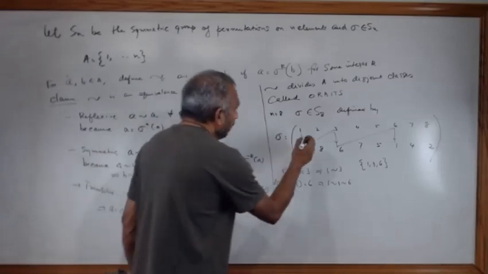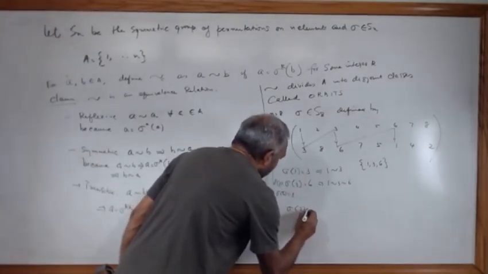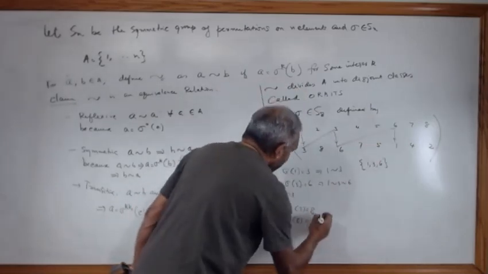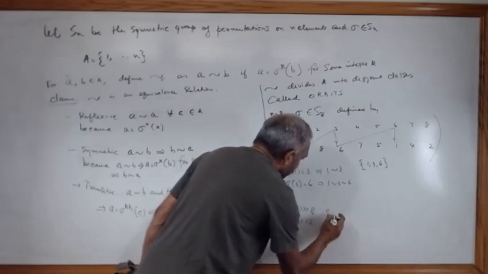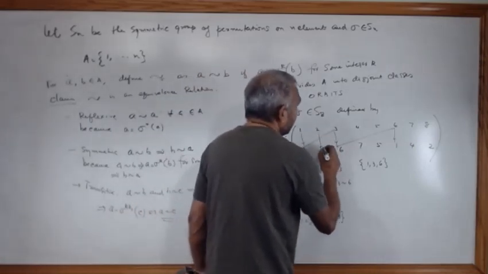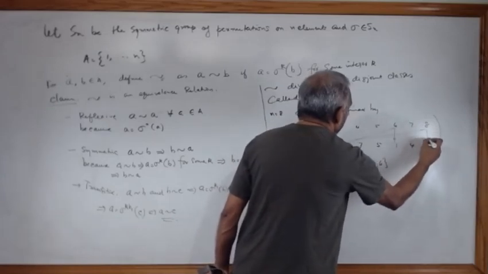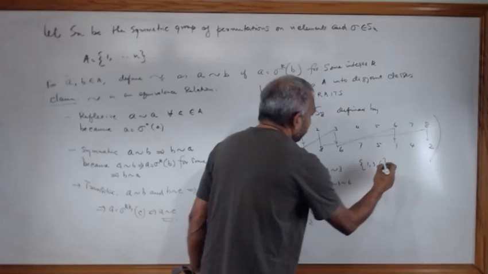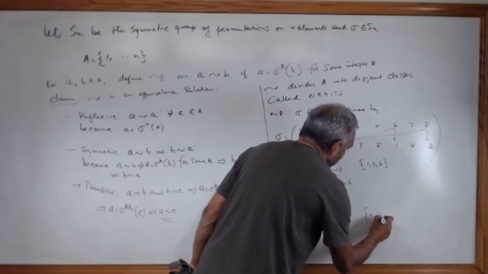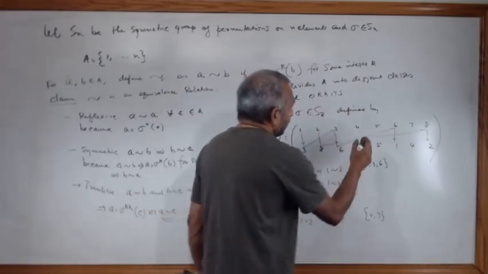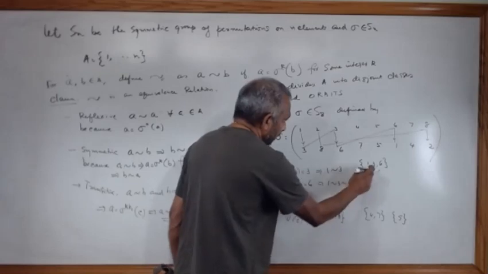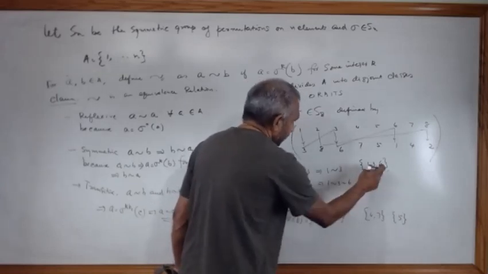Take another orbit. Let's say sigma of 2 is equal to 8 and sigma of 8 is equal to 2. So that means this orbit is 2 and 8. Then it goes all the way here and comes back here. The next one is going to be 4, 7 and 7, 4. And the third is going to be just 5.